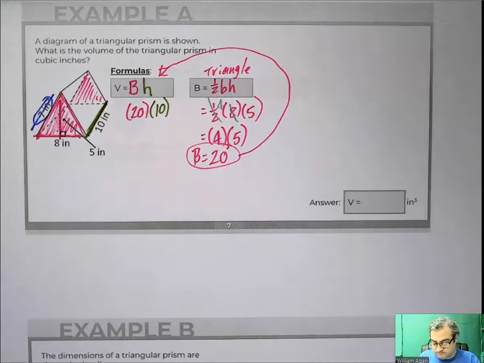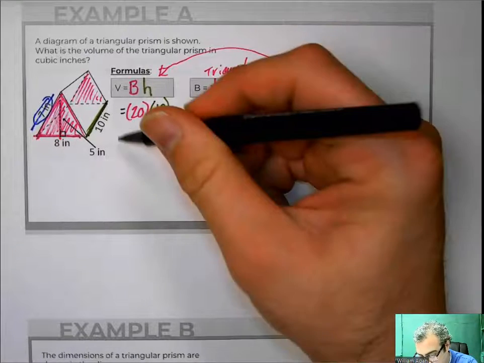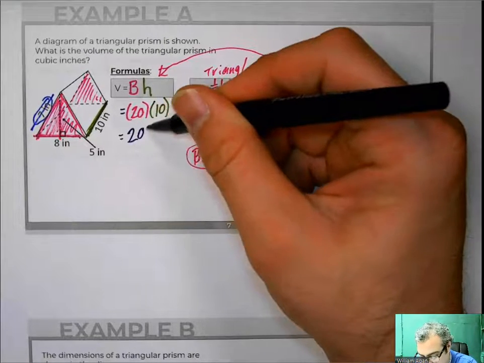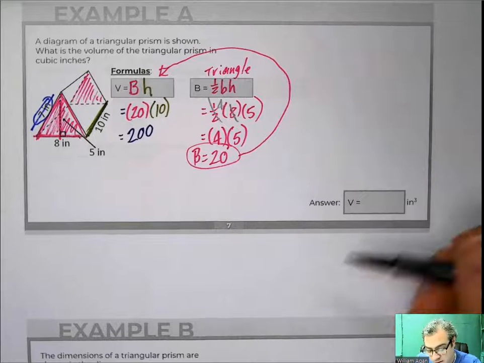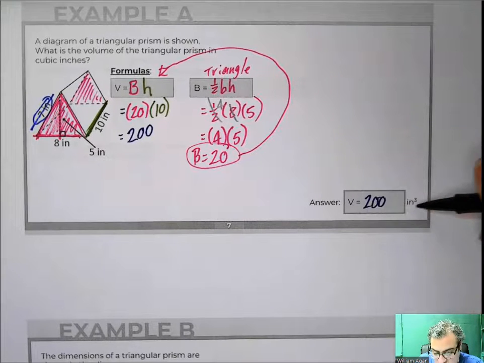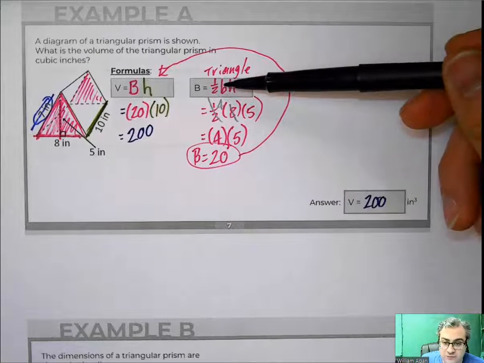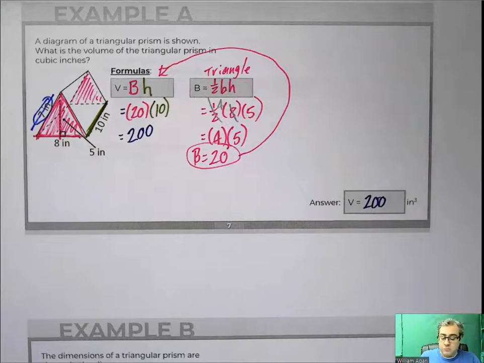Alright, so now my volume is just 20 times 10, which is 200. So my volume equals 200 inches cubed. Do not forget the 1/2. That is the biggest or most popular mistake that students make. That's what happens most of the time. If they get it wrong, that's why. So please don't be one of those people that makes that mistake.